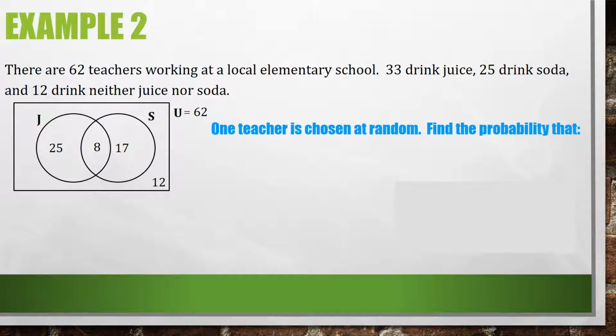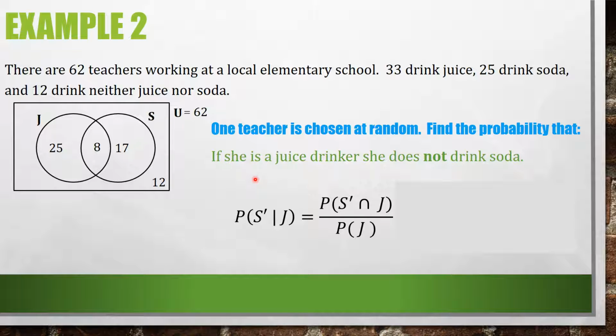So one teacher is chosen at random. Find the probability that if she is a juice drinker, she does not drink soda. So we want to find the probability that she does not drink soda given she is a juice drinker. So that's going to be the complement of S given J.